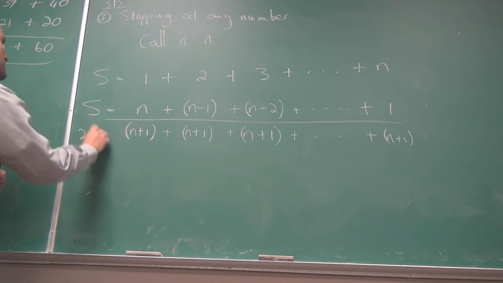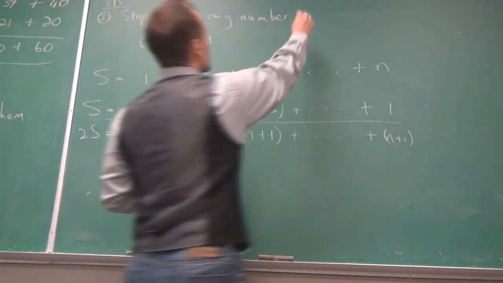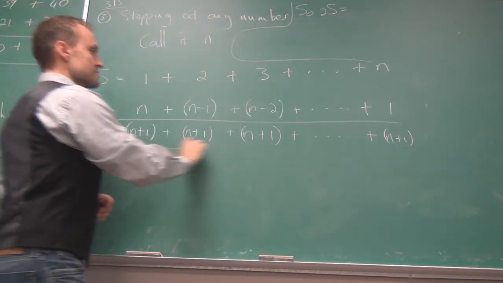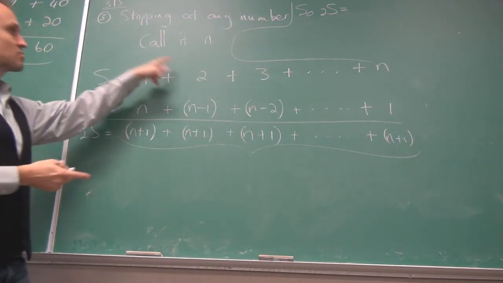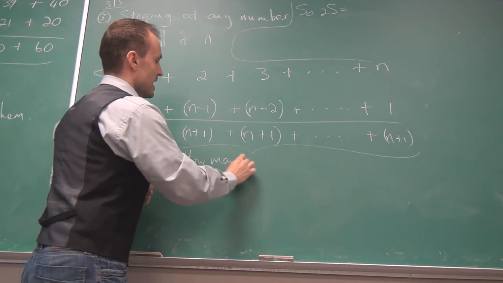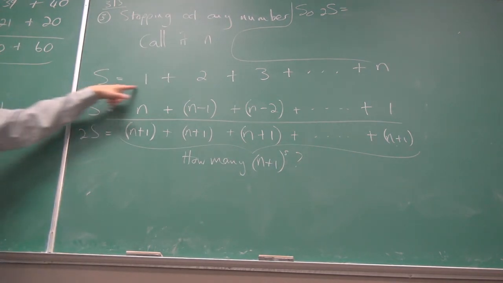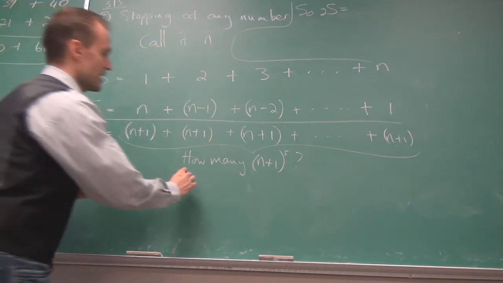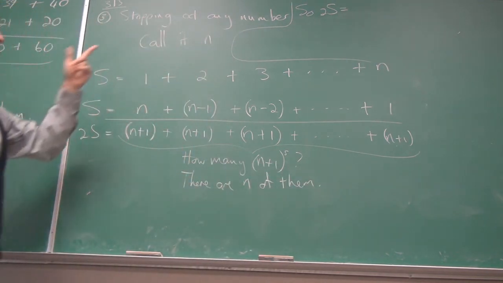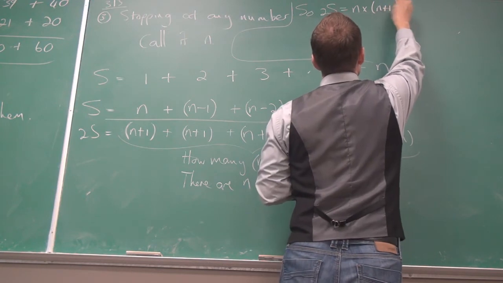So now this is my double sum. Where can we squeeze it in? I'm going to squeeze it in here. So my double sum is, well, it's easier to count because I'm starting at 1 and it's 1, 2, 3. So the number is the same as the position. So how many do I have? How many n plus 1s do I have? n. Because of the simplicity of this sum, I can easily count them. There are n of them. So the double sum will be n times n plus 1.